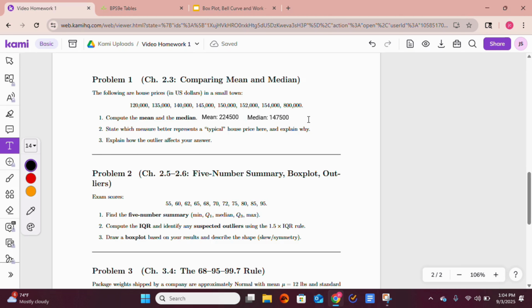Now that we have our mean and median, we're going to move on to number 2, which asks us to state which measure better represents a typical house price here and explain why. So we can look at our values for mean and median and see that the mean is significantly larger than the median. This tells us that we have a term in the dataset that has pulled our mean higher, which in this case is 800,000. This means that our median is a better representation of the center of our data. This is because when we have values that are significantly larger or smaller than the rest of the data, median is better because it is not pulled one way or the other.